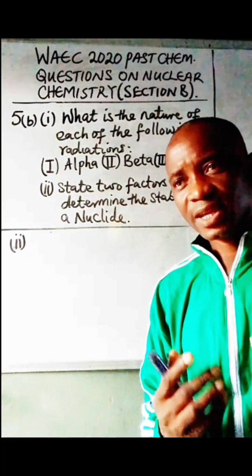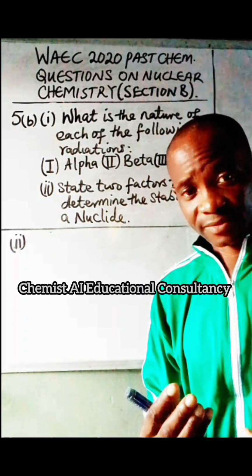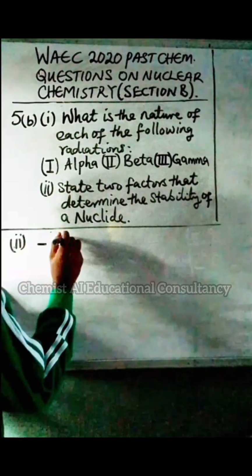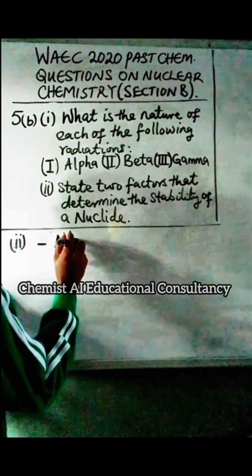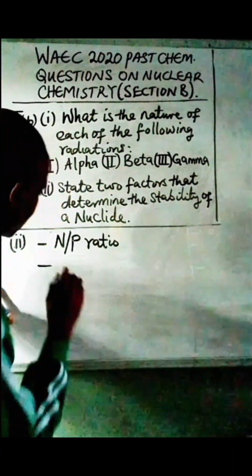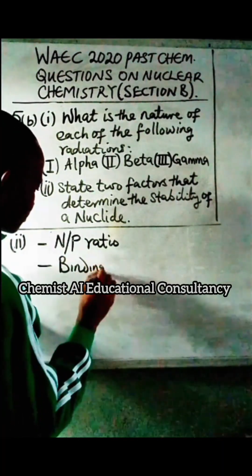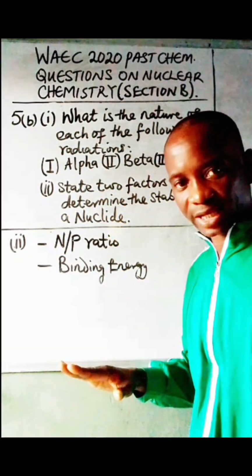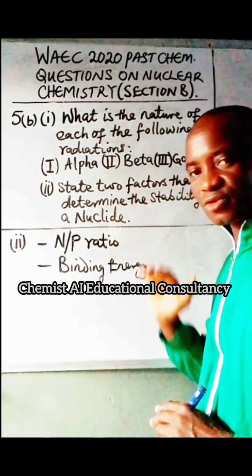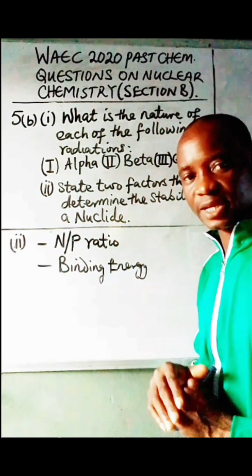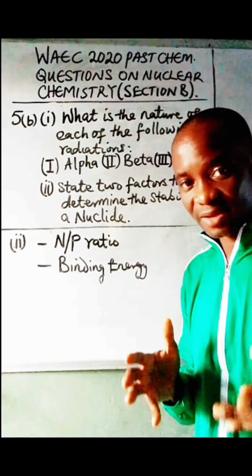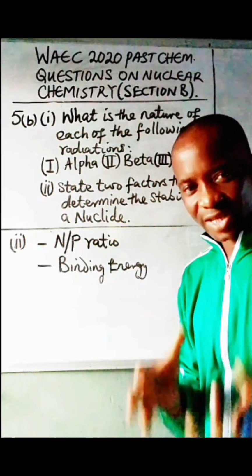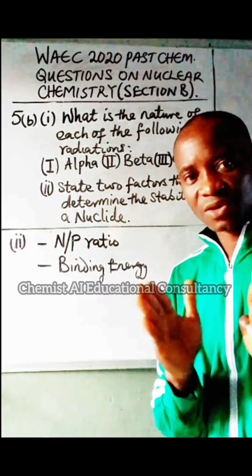The stability of any nucleus or nuclide is determined by 2 factors. Number 1, neutron-to-proton ratio. And number 2 is binding energy. Remember, the question says state, no explanation. Neutron-to-proton ratio and binding energy. These are the 2 factors that determine the stability of a particular radioactive or non-radioactive nucleus.